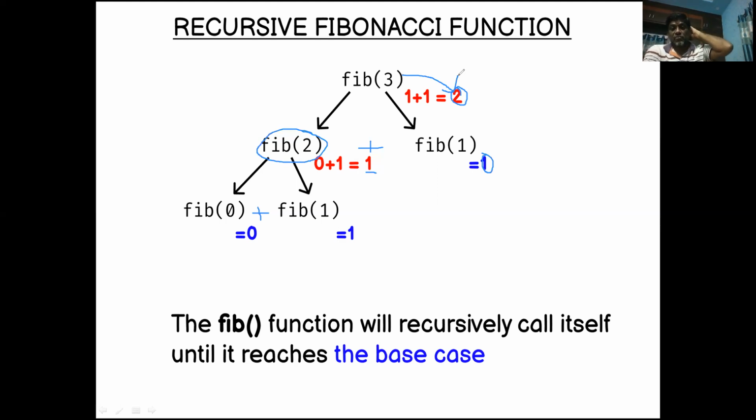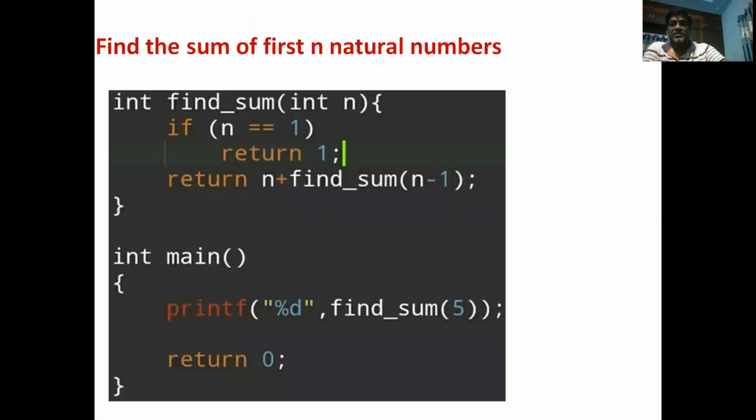I hope you understood now. You can calculate how fib of 4 will be evaluated. You can draw a diagram, and for fib of 5 also try to trace out the value by using this division of function calls. So this is about the second important program, the recursive function for generating the Fibonacci sequence.